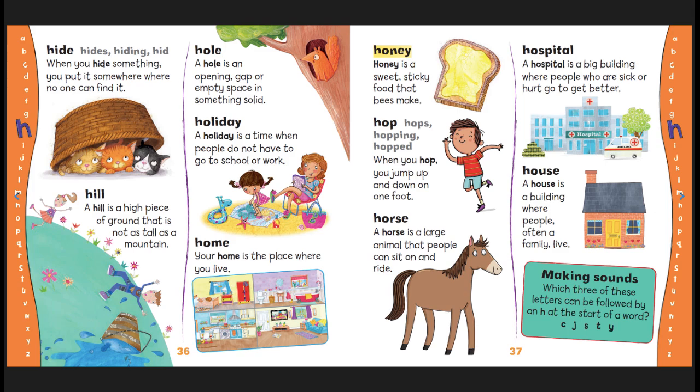Honey. Honey is a sweet, sticky food that bees make. Hop. Hops, hopping, hopped. When you hop, you jump up and down on one foot. Horse. A horse is a large animal that people can sit on and ride.